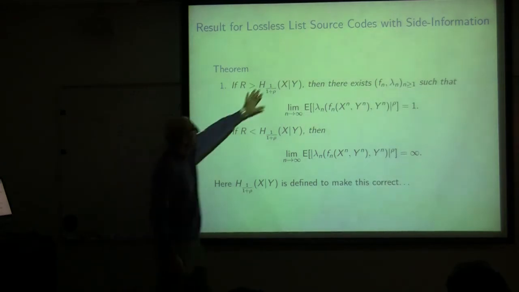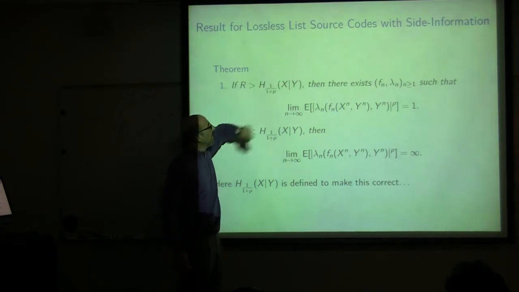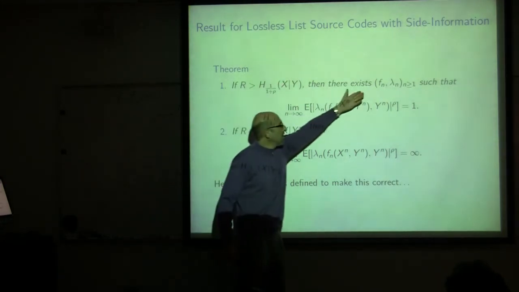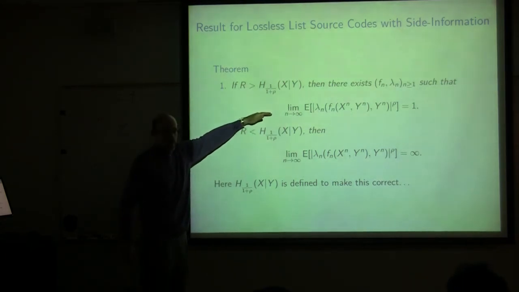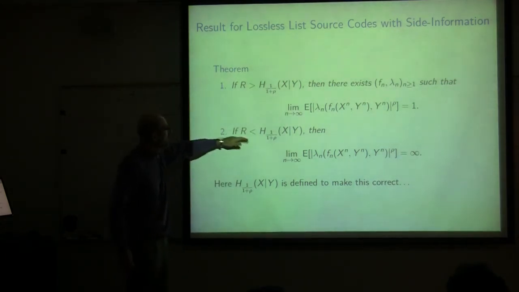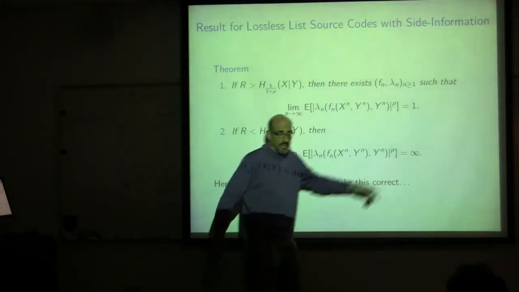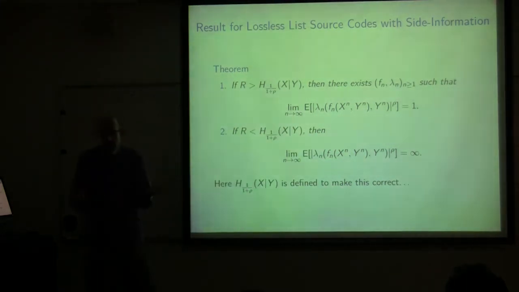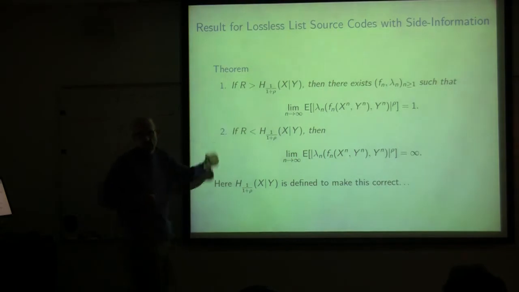Ignore this term for a moment. It says that if your rate is above something, then there exists an encoder and decoder function such that the list size is going to be 1. And if your rate is below this number, then this growth moment is going to tend to infinity. And I hope I've somehow convinced you that whatever this number is, this is some meaningful way of defining conditional Renyi entropy.